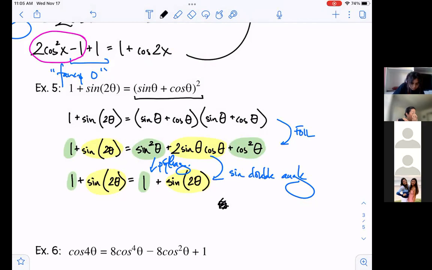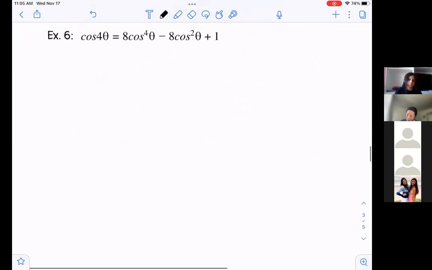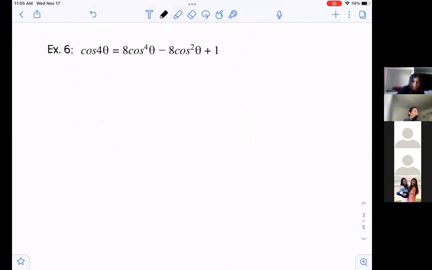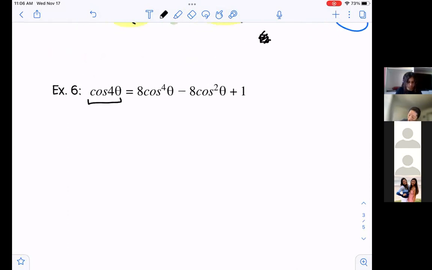All right, let's try one more of these. Let's take a look at example 6. For this question, I think we can go about it in a few different ways. I'm going to choose to start on the left-hand side. And the reason why I'm choosing that, I hope will become a little bit more clear as we move on.